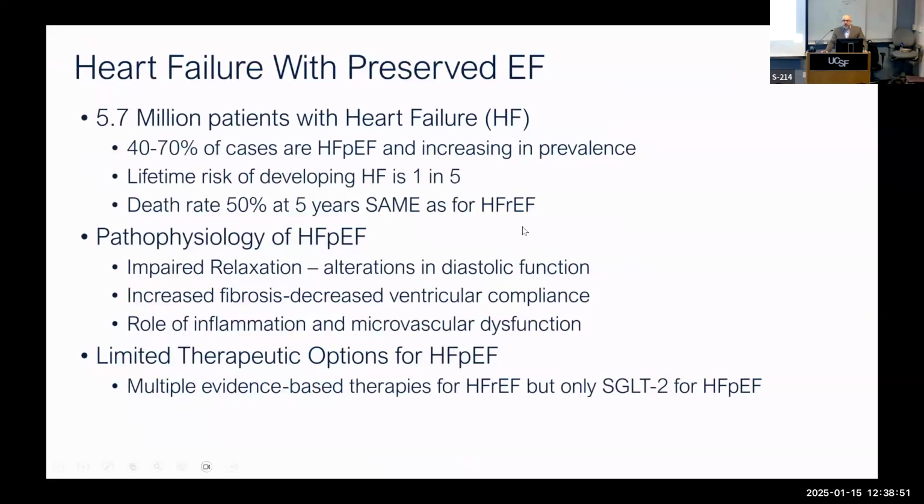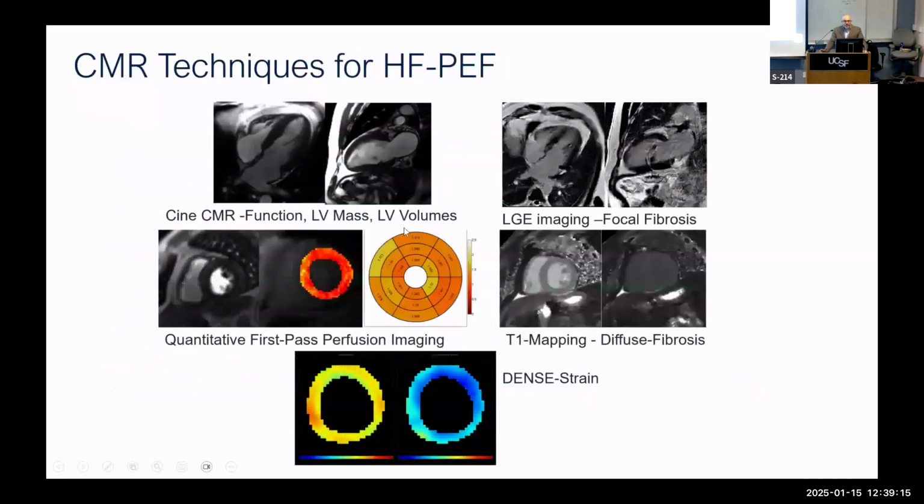Okay, last topic that I want to talk about in this lecture is heart failure with preserved EF, and then we'll take some questions. As we know, it's highly prevalent, about half of the cases, with complex pathophysiology, including impaired relaxation, increased fibrosis, and stiffening of the ventricle. We also know that there are roles of inflammation, microvascular dysfunction, and really still limited therapeutic options. And I would make the argument that CMR is really the ideal technique for looking at heart failure with preserved EF.